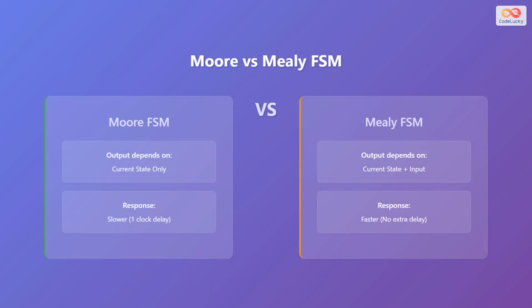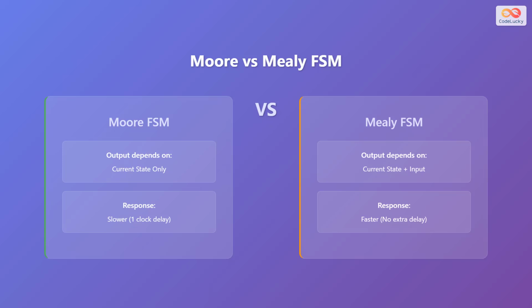There are two main types of FSMs, Moore and Mealy. In a Moore FSM, the output depends only on the current state. This means the output is stable for a given state, but it might be a bit slower to respond to inputs, typically with a 1 clock cycle delay. On the other hand, in a Mealy FSM, the output depends on both the current state and the input. This allows for faster responses, as the output can change immediately with the input. However, it can also lead to more complex designs and potential timing issues.